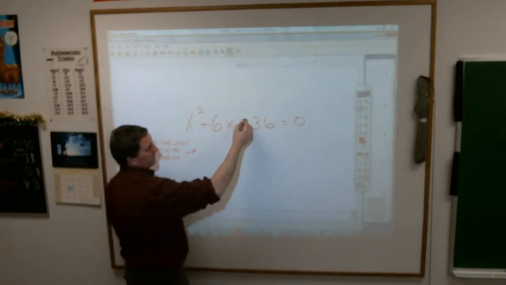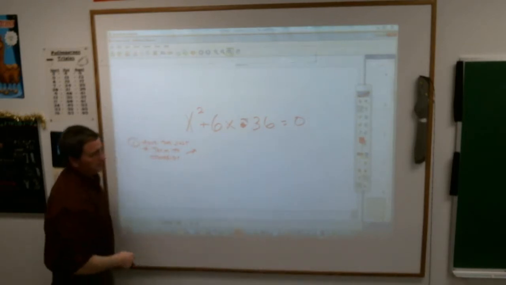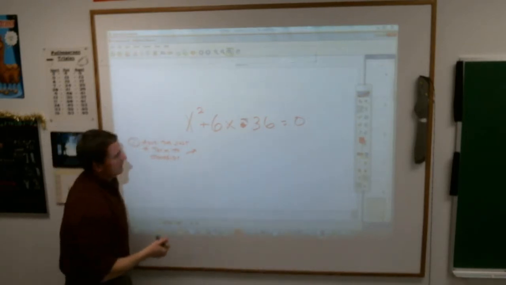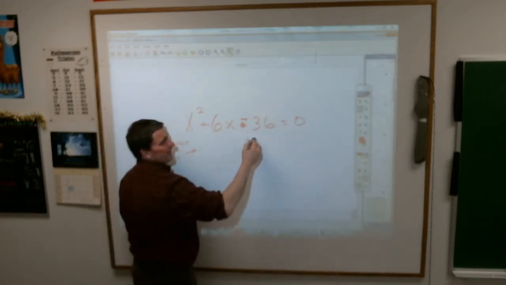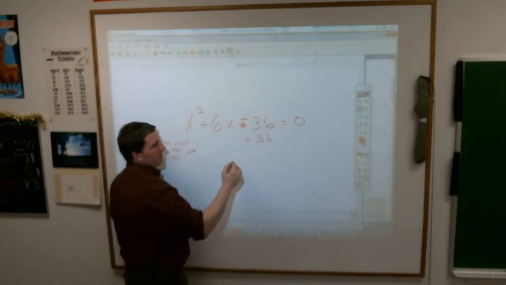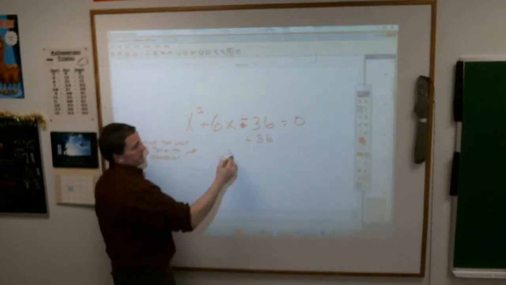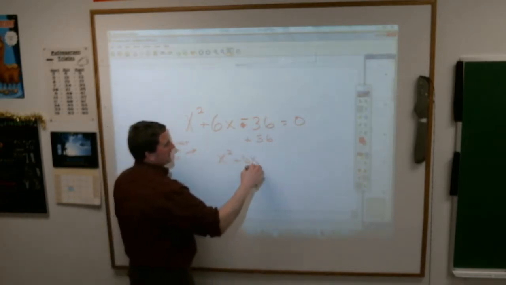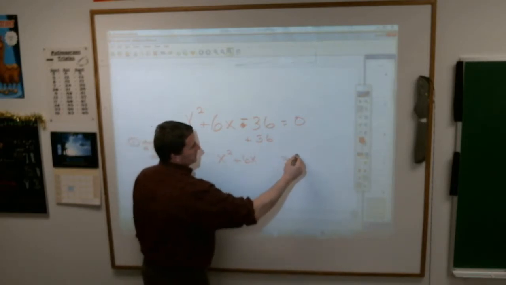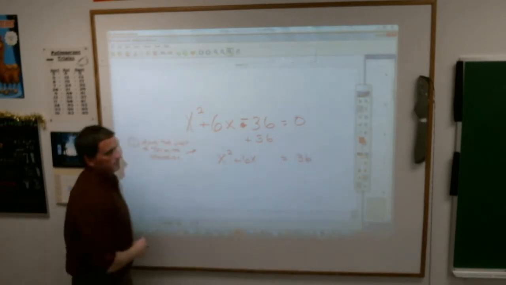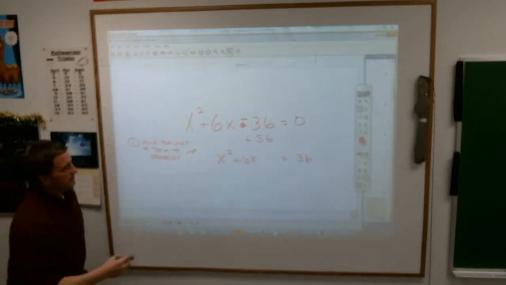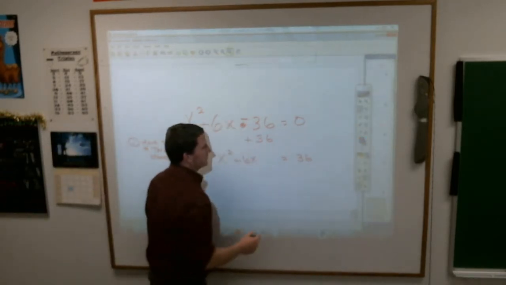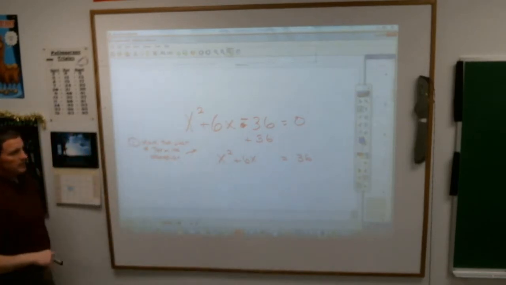Can I do that, just because I don't want to go over a million different things here? Well, I could leave it as that. So how do I move this from this side to the other side? I just do the opposite. So now my equation ends up looking like this: x squared plus 6x, I have nothing here, equals 36 on that side. Right? All I did was move that 36 over. Zach, you with me?